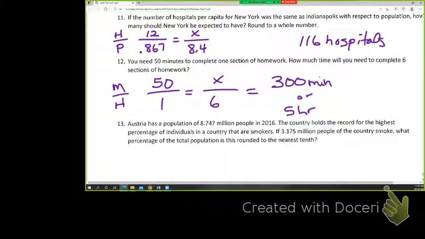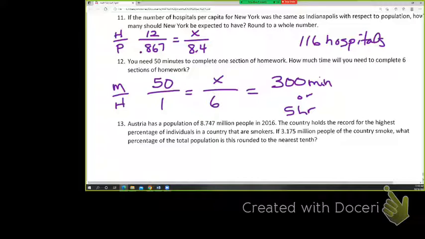In number 12, if you need 50 minutes to complete one section of homework, you can do a proportion, or this is just one section. How much would you need to complete 6? You just need to do 50 times 6. And you could leave it in minutes, or you could change that to 5 hours.